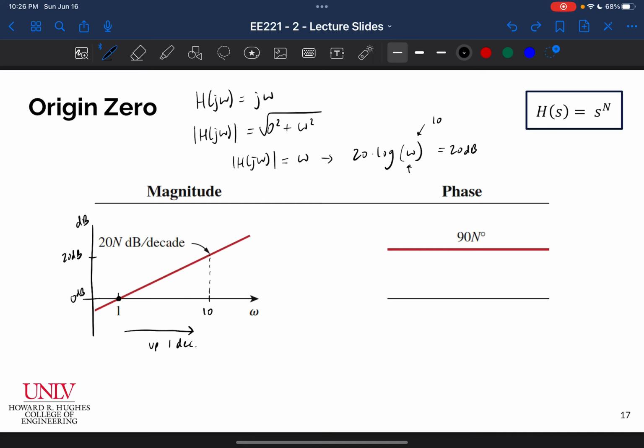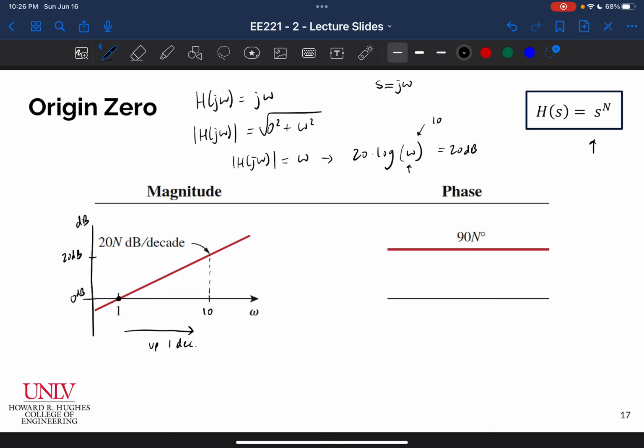And so instead of having to keep track of all this and do all this every time, someone has done this for us and has basically let us know that all I have to know is an origin 0. If I ever see this term, just a j omega or just a straight up s, because again, we're letting s be equal to j omega for our transfer functions for frequency response, we can just note that that magnitude is going to be crossing 0 dBs at omega equals 1, and it's going to increase at 20 dB per decade. And the phase is always going to be 90 degrees.